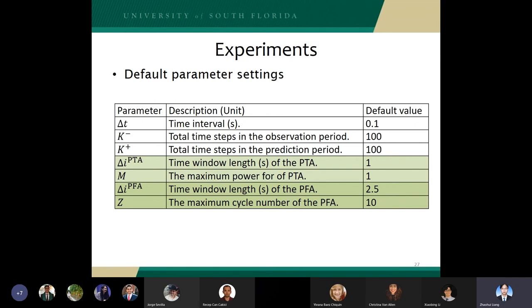Here are some default settings. The total time steps in the observation period and the prediction period are set as 100. Actually, it's 10 seconds, and the time window length of the PTA is set as 1. This will help us extract more segments. The maximum power of PTA is set as 1, and this will help us reduce the input features. The time window length of the PFA is set at 5, and the maximum cycle number of the PFA is set at ten. This will help us guarantee the fitting performance.